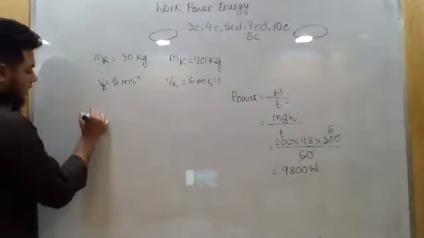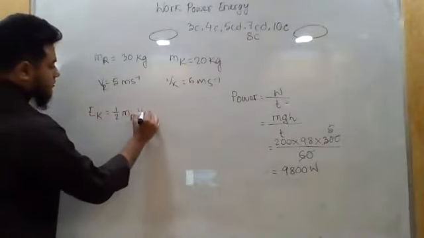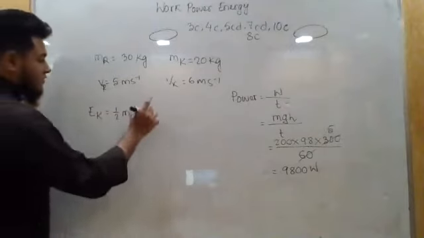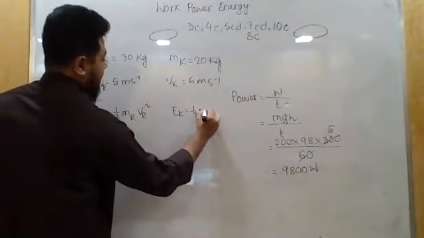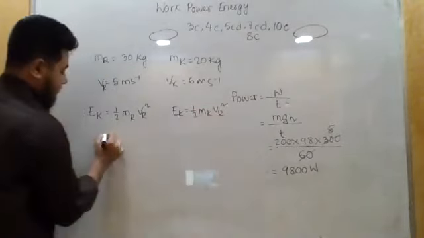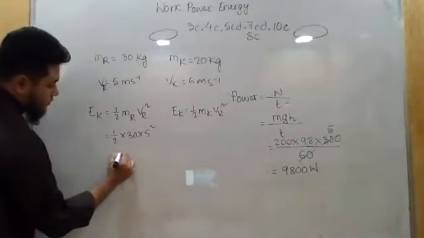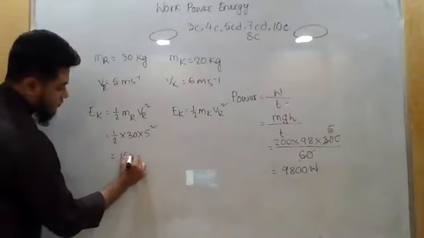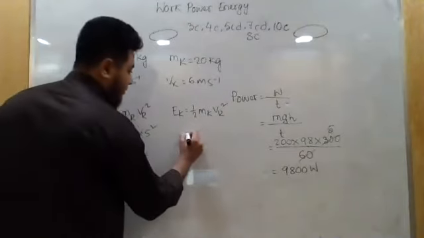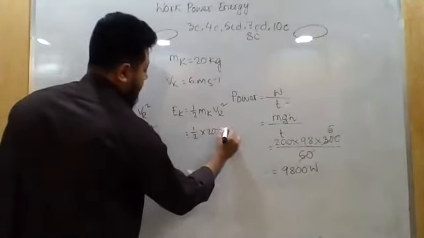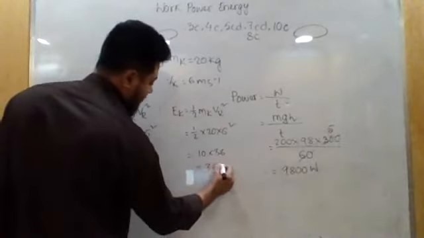So kinetic energy Ek is equal to half mv square, right? For Rohim, I am using the subscript r, so half mr vr square, and here for Kolim it will be half mk vk square. So half into the mass of Rohim, 30, into 5 square. So it will be 15 into 25. Do the calculation and let me know what the answer is. And here it will be half into 20 into 6 square, so it will be 10 into 36, so 360.